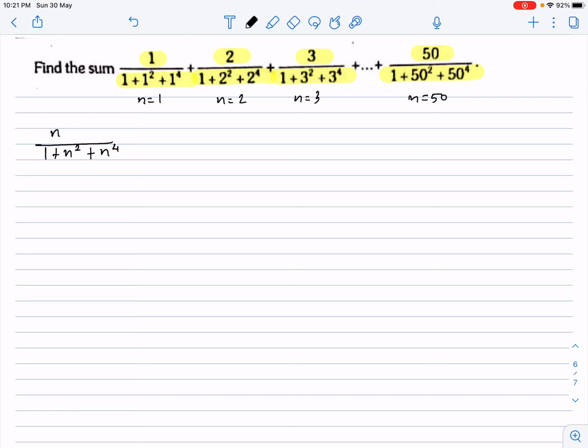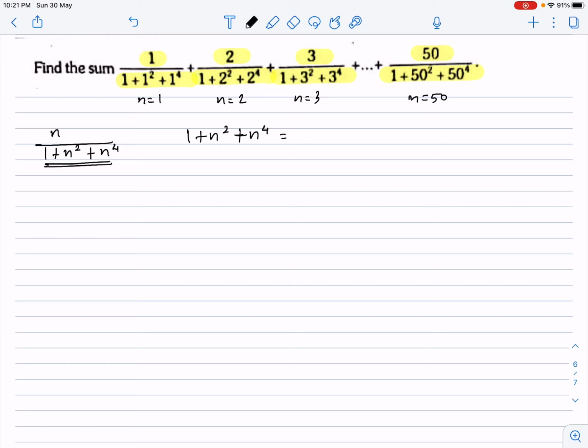Guys, I'll be going to take care of the denominator, because I would have to break the thing, then I would have to make the thing. To break it, I would be concentrating upon the denominator. I would be bringing it into the telescopic form. The form we solved 2 videos back, we'll bring it into that form. So I'll write the denominator as 1 plus n square plus n power 4.